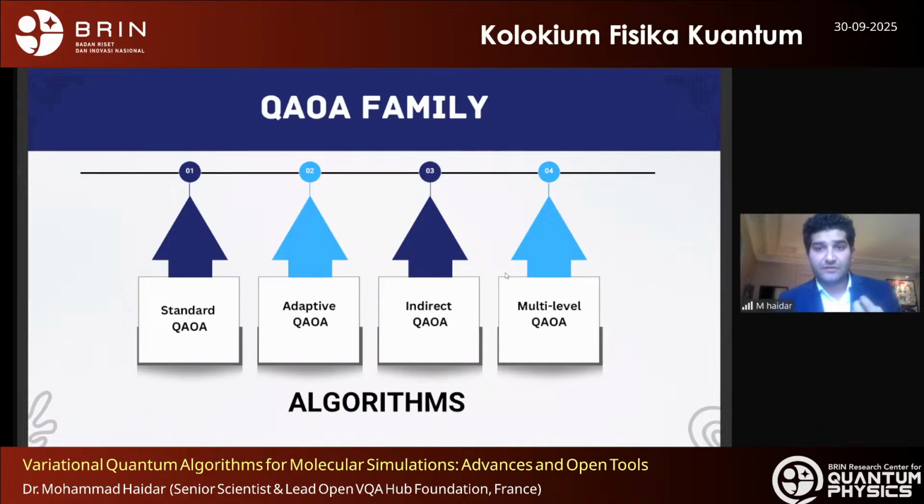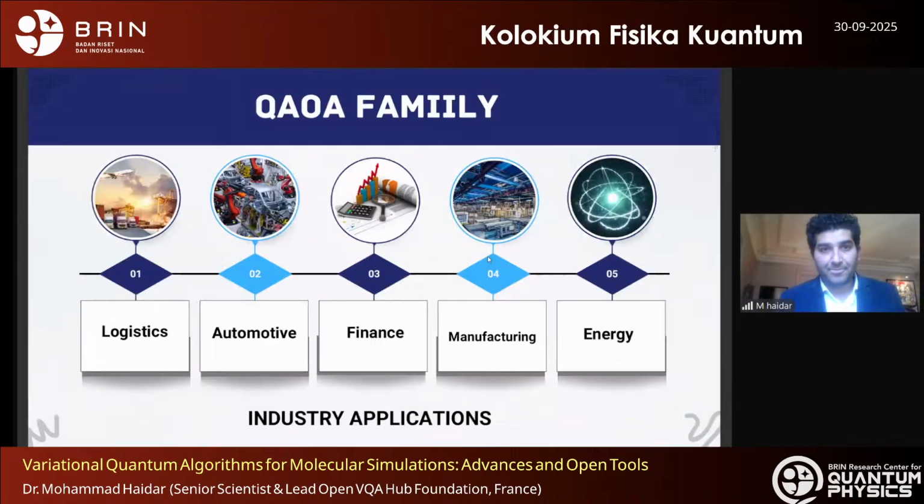So multi-level, I would say you can work in qubit, for example, QAOA. If you have more than a qubit, you are going to use qudits, and this is multi-level, or you are going to make multi-level systems because you want to reduce the circuit depth. So there are many application families: logistics, automotive, finance, manufacturing, and energy. Again, I'm not going to focus on the industrial applications, but this is most important in the application part for QAOA.